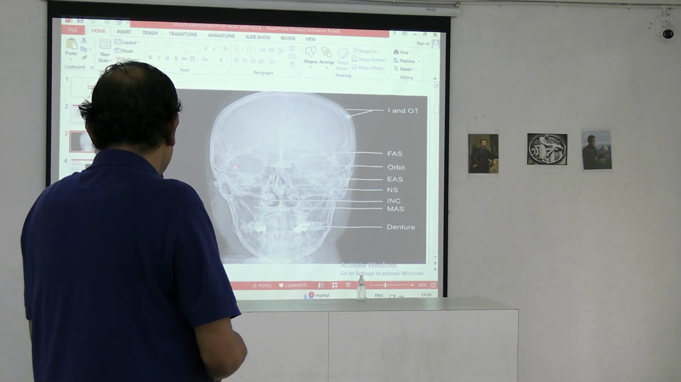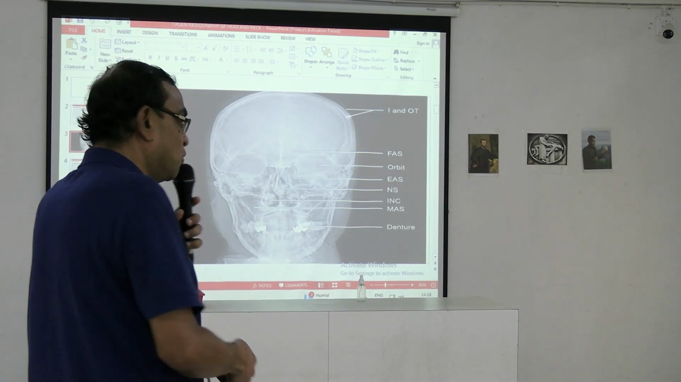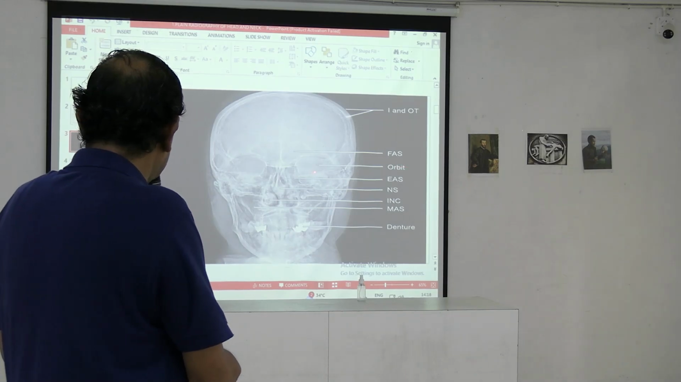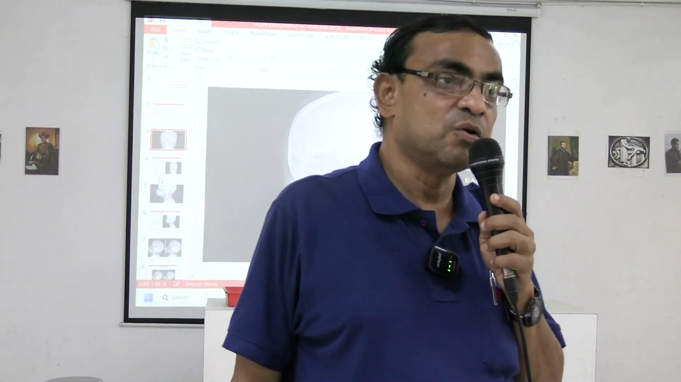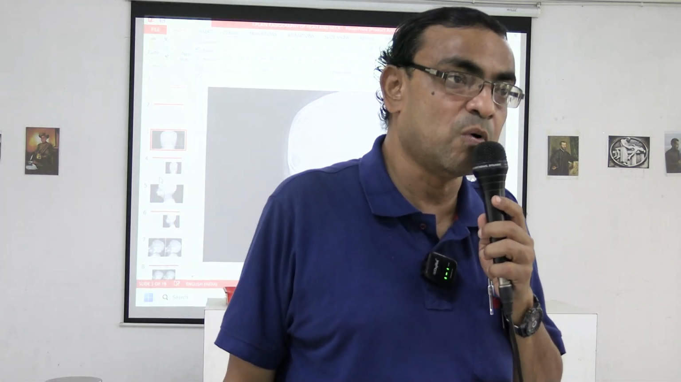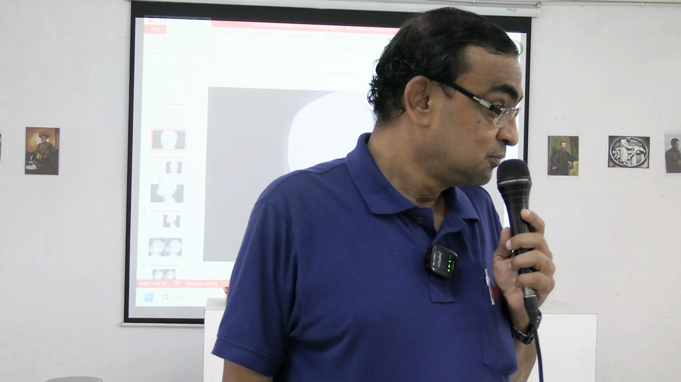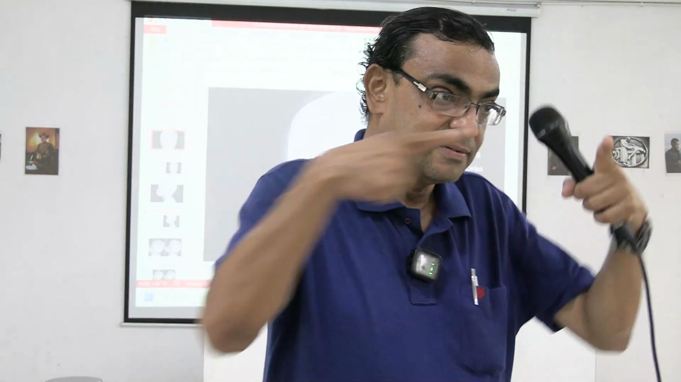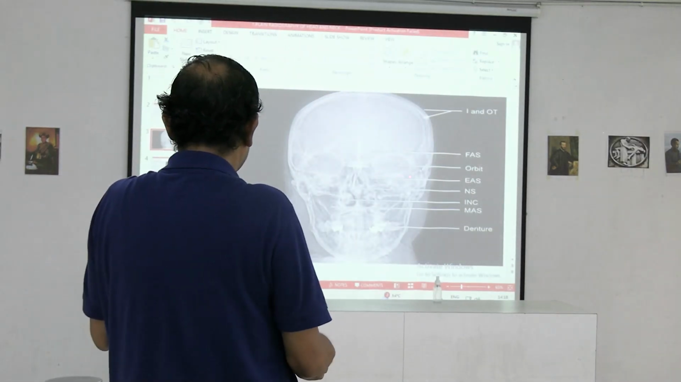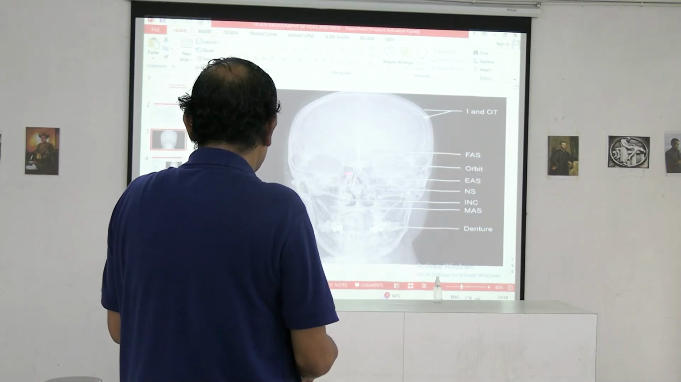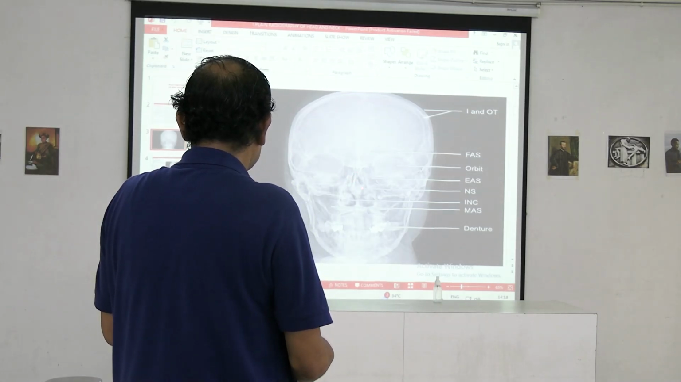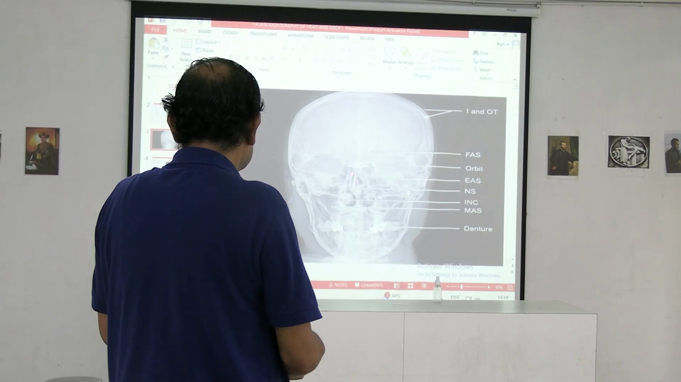And also here, within the orbit, we can get a bony shadow. Horizontally you can see there is a bony shadow. That shadow is contributed by a part of the temporal bone, the petrous part of the temporal bone, that will appear in the orbit also. And on either side the ethmoidal air sinus, and you can see the nasal septum.